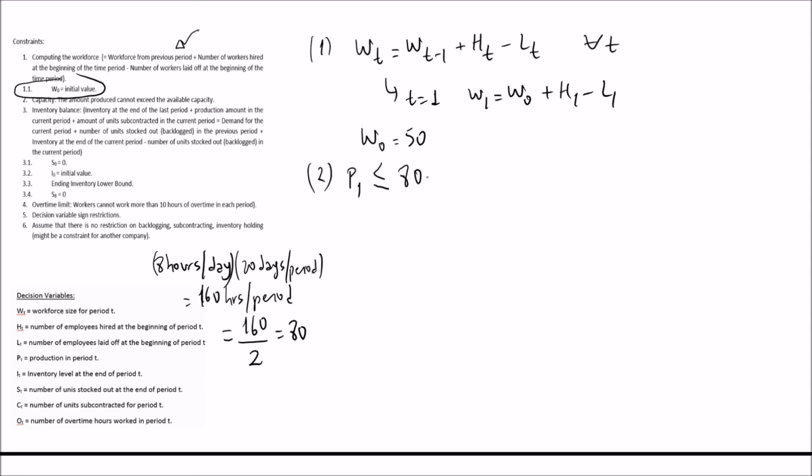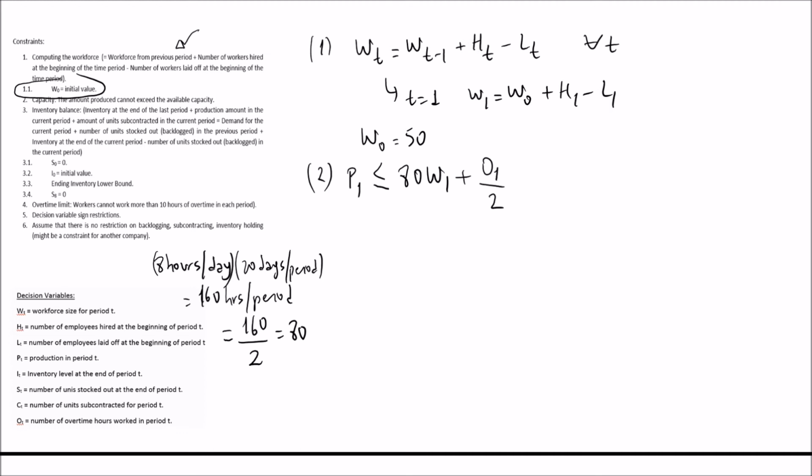So therefore I need to multiply 80 times W1. So number of workers available in period 1 times 80, because each worker can produce 80 units, plus my overtime capacity. Overtime capacity is a little tricky. We have total number of overtime hours. So O1 is my overtime hours. How many hours do I need to produce one unit? 2 hours. So we need to divide this by 2.